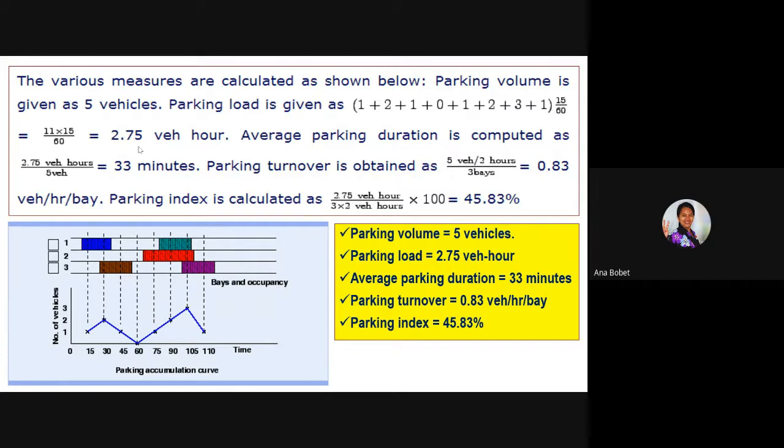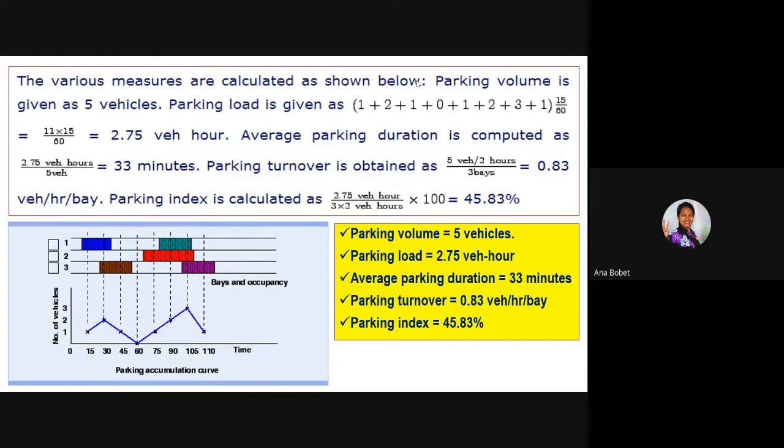Is that correct? Yes, ma'am. Okay. And then, so, kung parking load is 2.75 vehicle hour, it will mean nga nag-expect ka sa isa ka oras about 3 vehicles kung i-round off na nato, no? More or less sa isa ka oras maka-expect day ko nga naagi vehicle na tulo nag-park. That's almost like a parking load.